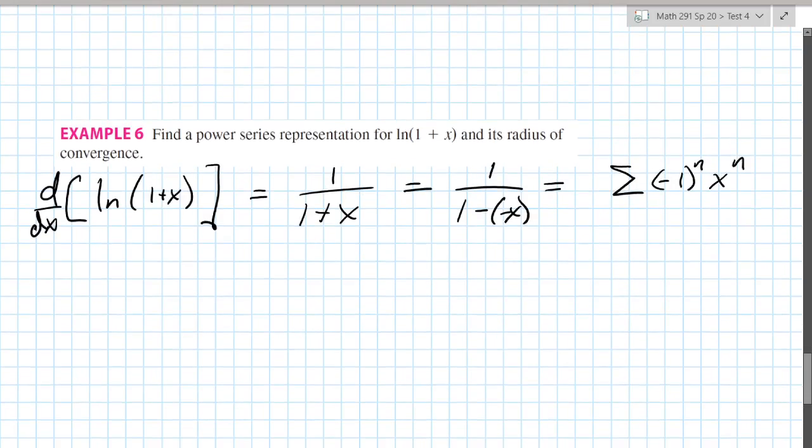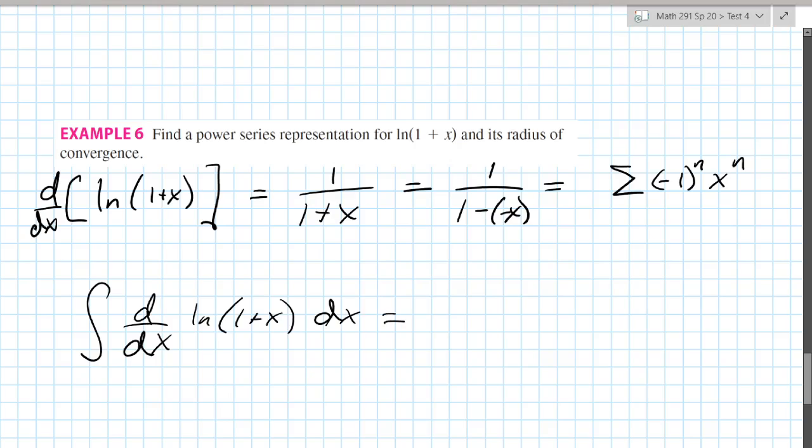So in order to find a power series representation for the ln of 1 plus x, I would like to find the integral of the derivative of the ln of 1 plus x. That is, I take the derivative to get it to look like this geometric setup, and then I take the integral to go back and get it to answer the question. So, do we know what the integral of this is term by term?